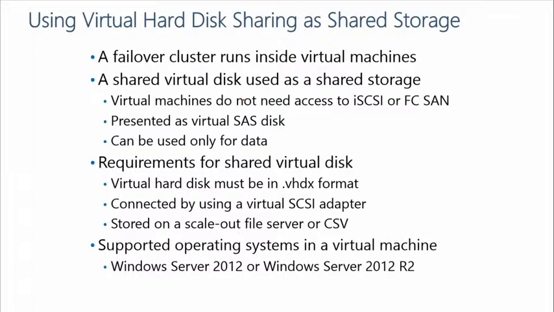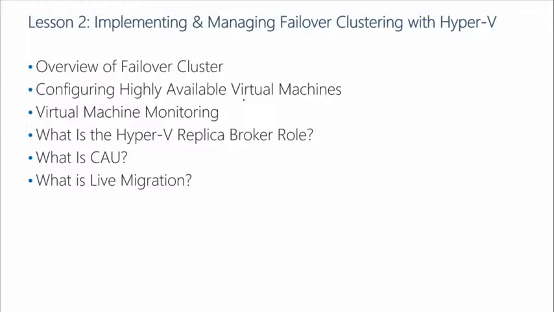But certainly, if you're going to use shared VHDX as a method for doing guest clustering, the scale-out file server that I just showed you is what you have to put that shared VHDX on. You can't just throw it on a local disk. It's got to be on a highly available scale-out file server. That's a requirement for using shared VHDX.